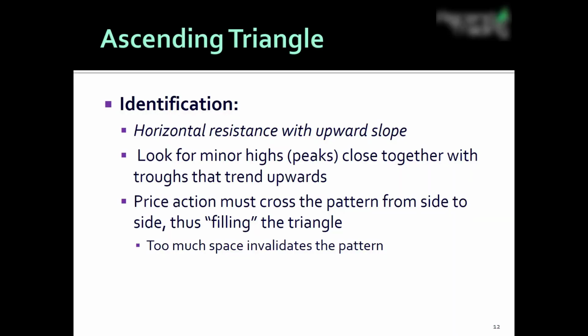The first one up is the ascending triangle. What you want to look for is a horizontal resistance line with an upward slope. And then another characteristic of this pattern is that in order for it to be considered an ascending triangle, there has to be minimal space in between, such that it fills a triangle. If there's too much space, it invalidates the pattern itself.